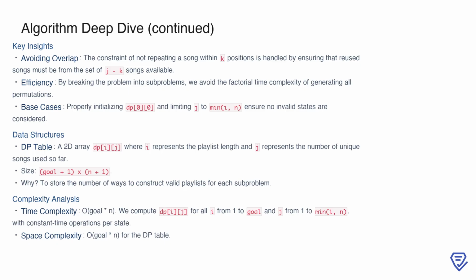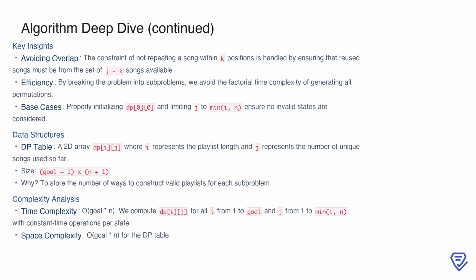The constraint of avoiding repeated songs within the last k positions is effectively handled by limiting the reuse of songs to the j-k eligible ones. By breaking the problem into smaller subproblems, the use of dynamic programming saves us from the exponential complexity of directly generating all permutations. Proper initialization of dp[0][0], and restricting j to min(i, n), ensures that our table only includes valid states.